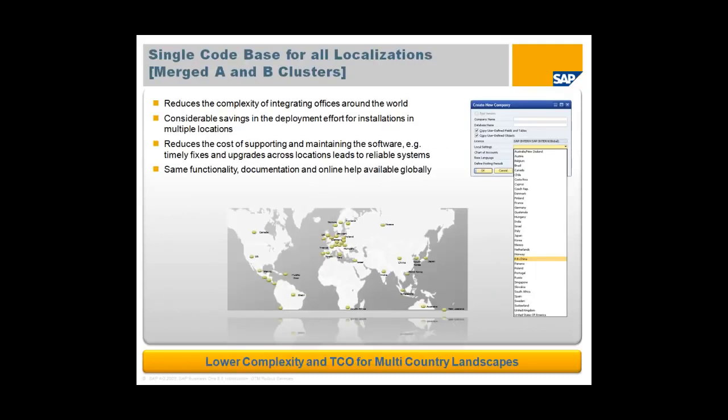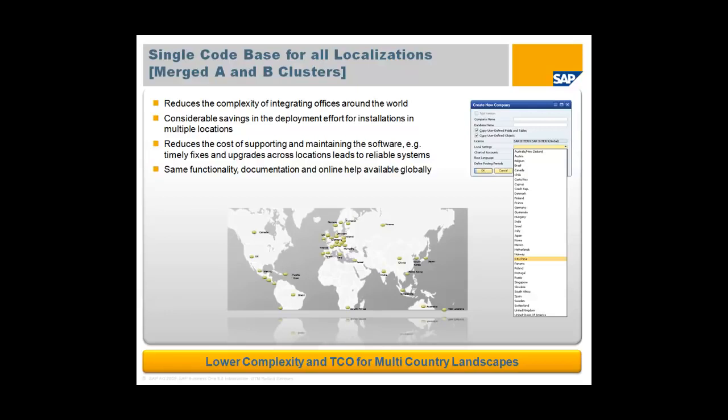We've also moved to a single code base for all of our localizations. So for those of you I mentioned a little bit earlier who are familiar with this concept of A, B, and C clusters, we've really merged all of these clusters together. What does this mean? This really helps to reduce the complexity of integrating offices around the world. We have a number of very large organizations who have deployed SAP Business One into all of their satellite operations. And for those companies, this will make the entire process of managing SAP Business One even easier. It delivers considerable savings in the deployment effort for installations in multiple locations.